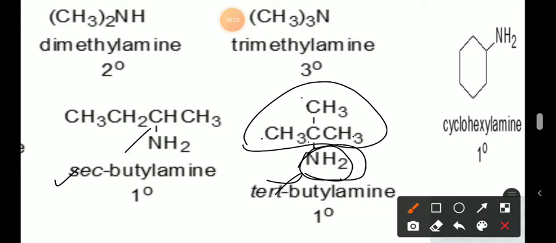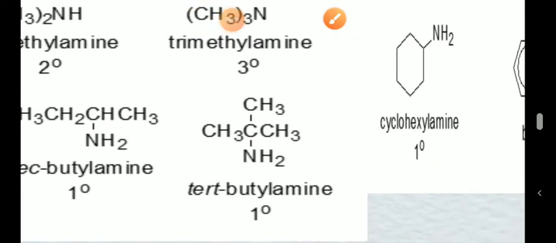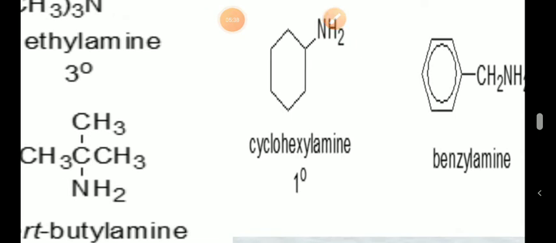Obviously this is an example of a primary amine, but this group which is attached in this form makes it a secondary butylamine. Right, it is not N, it is secondary, that's why we call it this. Now let's look at one or two benzenoid structures.